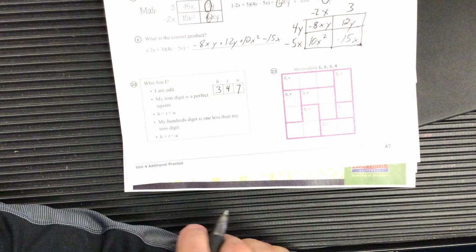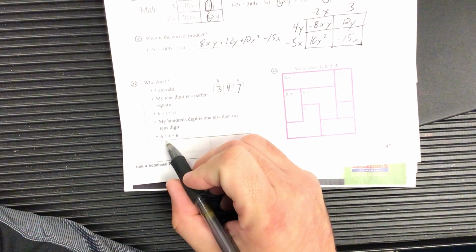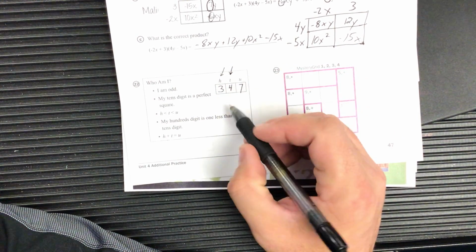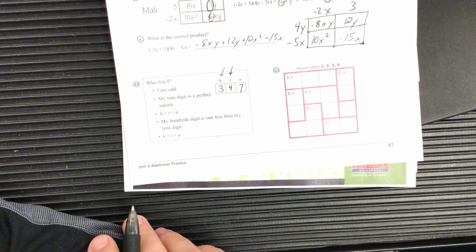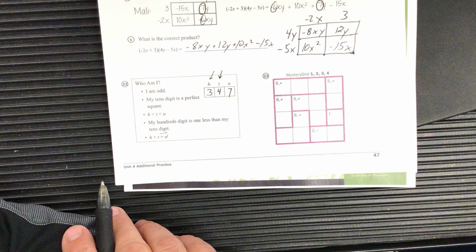It's actually 347. Oh, it was off one number. I just focused on the last one. Now, these two, Maddie, you had the first two. These two add up to the last number. That's what the last clue says. 3 plus 4 is 7.